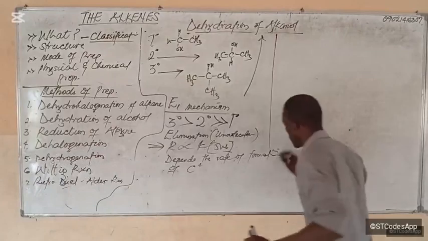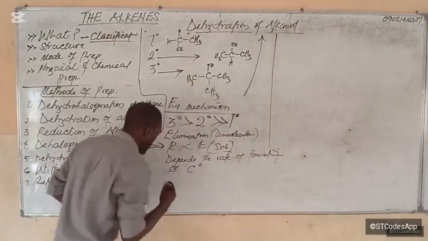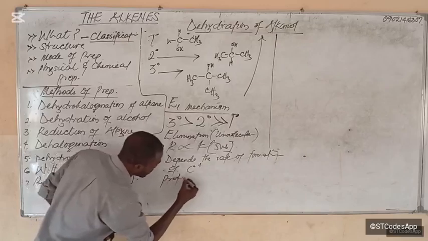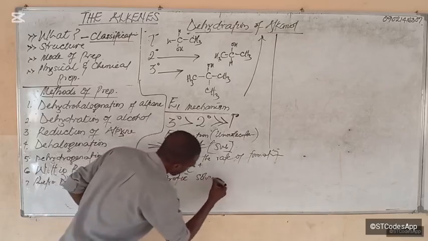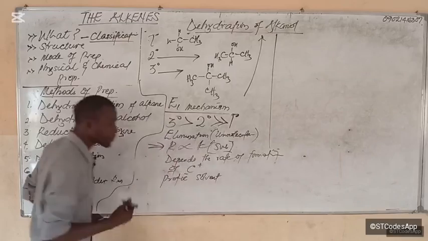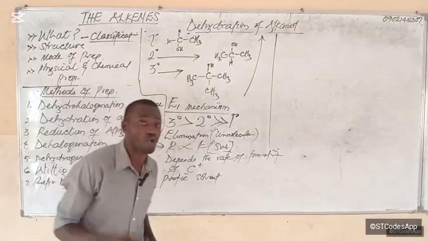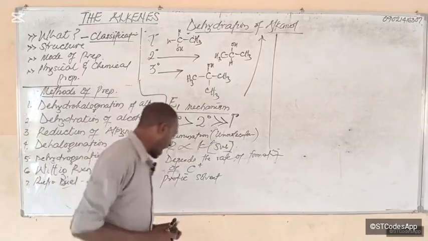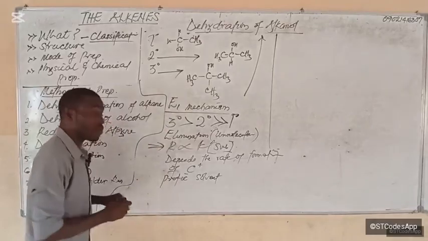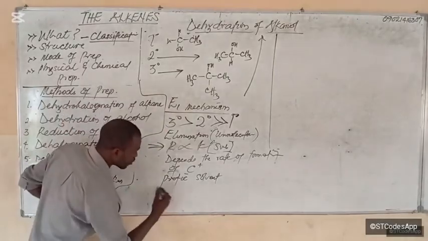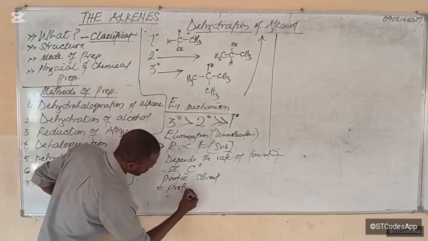So it takes place first in the presence of a protic solvent. If the solvent is not protic, this reaction cannot occur. Why? Because the alcohol has to lose the OH group. And how will it lose the OH group? It loses the OH group by protonation.